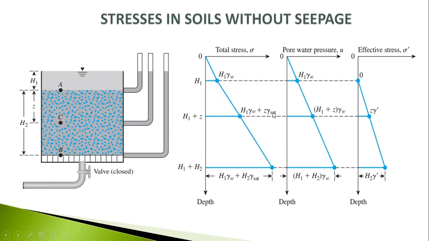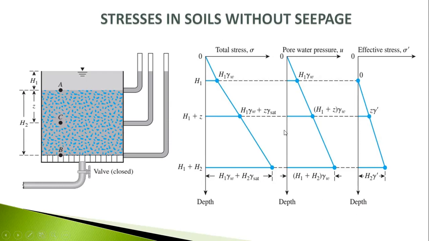Okay, so z gamma saturated, we already found that. Now for this portion, how much total stress will we find? Finally the total height is H1 plus this portion H2. So H1 plus H2, how much stress will we find? H1 gamma W plus this whole portion has gamma saturated, so H2 gamma saturated. So these are the total stresses.